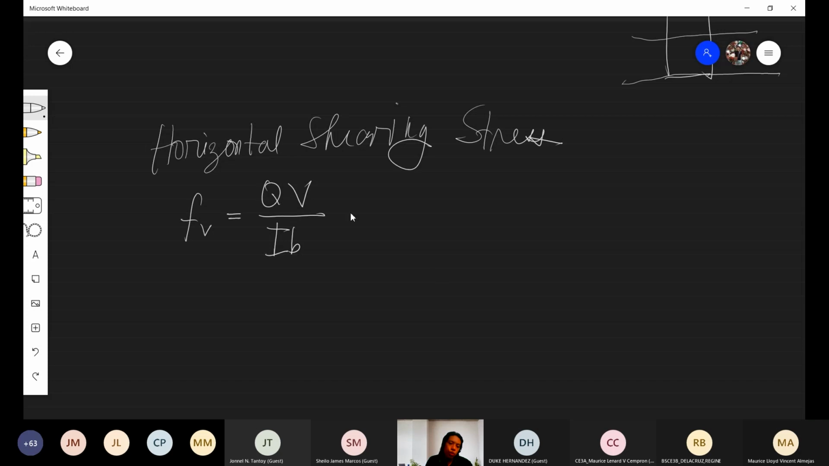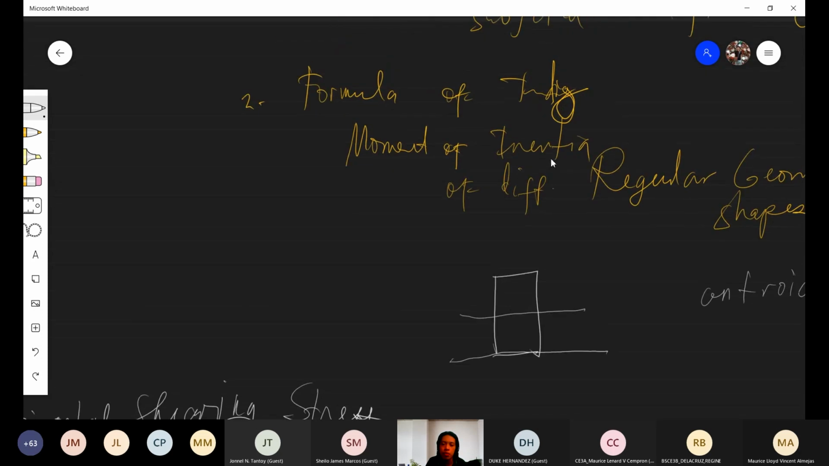Where your Q, I will explain later what Q is. And V, what is V? V is the shearing force at the section of the beam. Okay, let us go back to our previous topic.